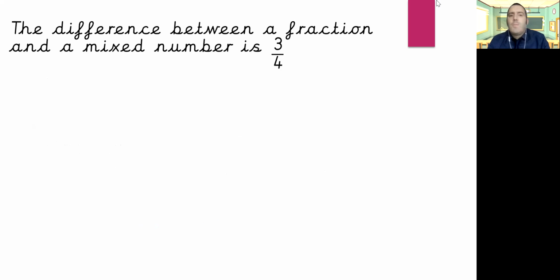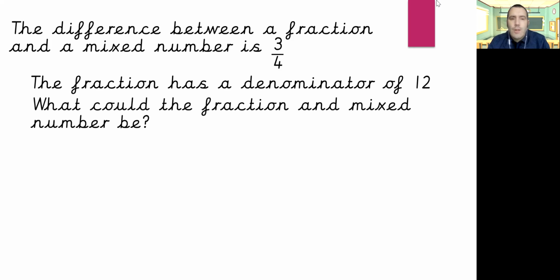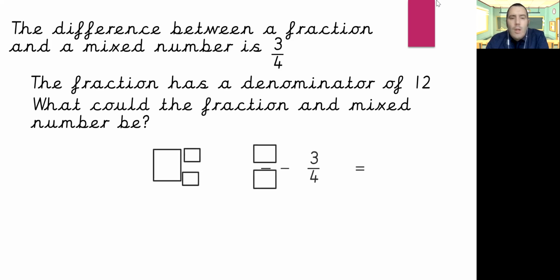So the difference between a fraction and a mixed number is 3/4. The fraction has a denominator of 12. What could the fraction and the mixed number be? So what our question is asking us is, a mixed number is equivalent to a fraction, take away 3/4, which equals something.